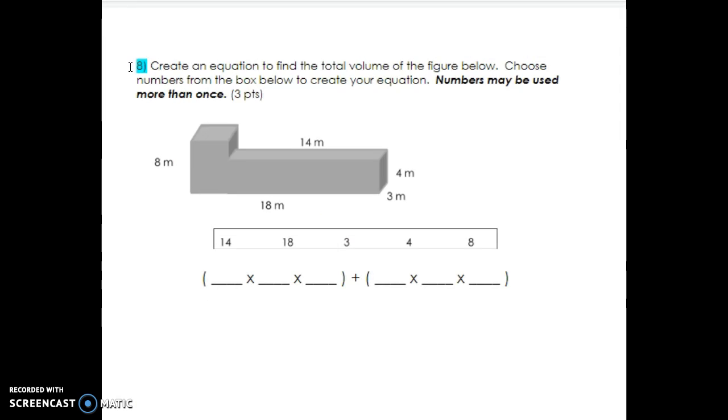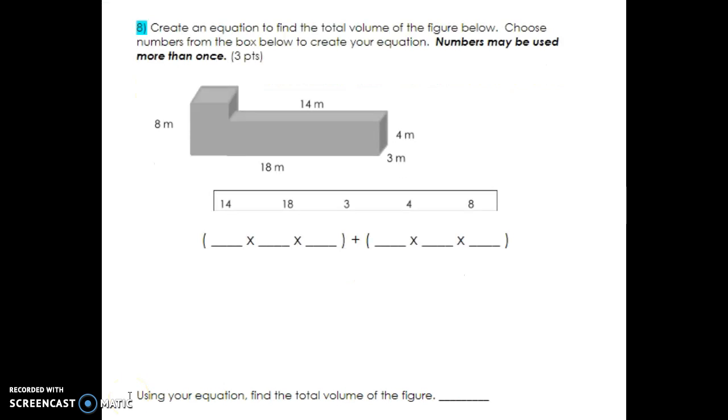Number 8, create an equation to find the total volume of the figure below. Choose numbers from the box to create your equation. Please note that you can use numbers more than once, so you're choosing numbers from this box to create your equation. So remember, in order to find the total volume, you're going to have to start by splitting the shape into 2 smaller shapes. Then, using your equation, find the total volume of the figure.